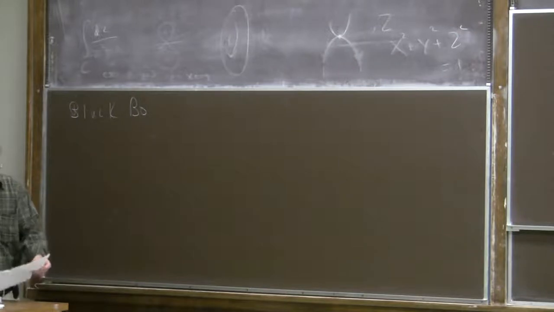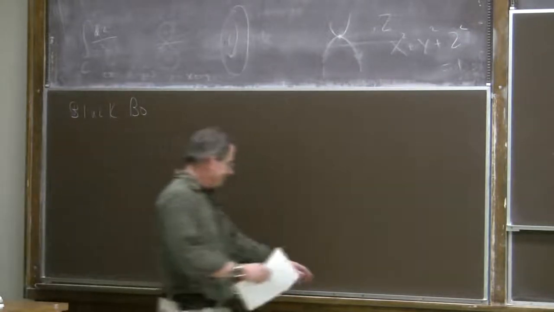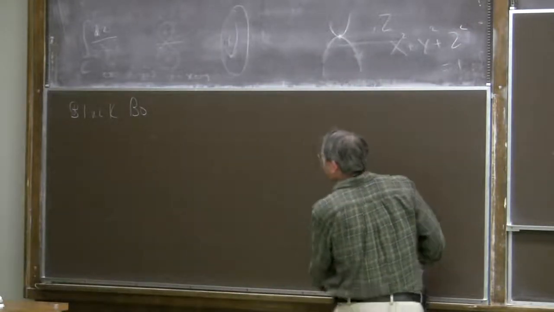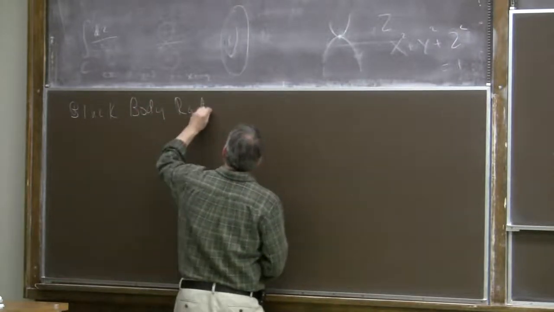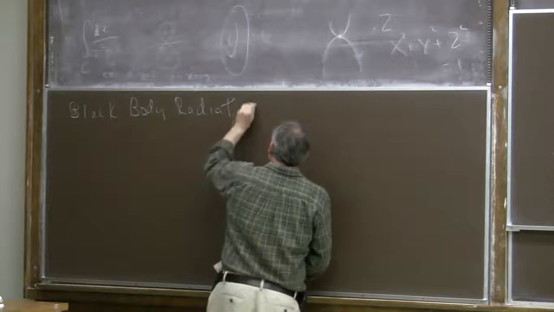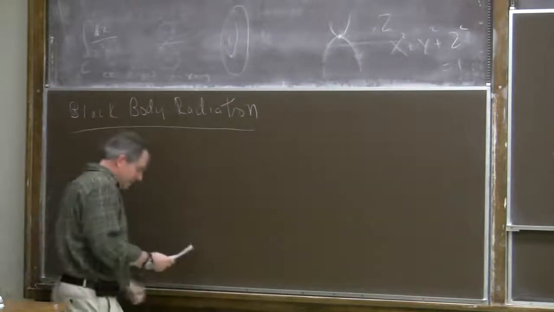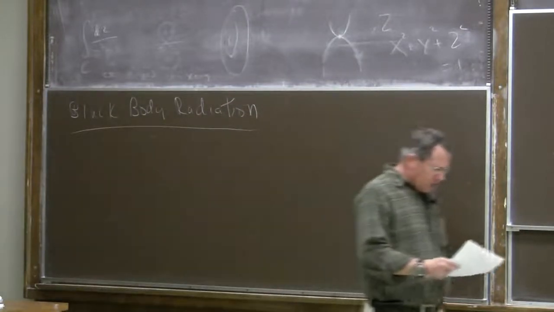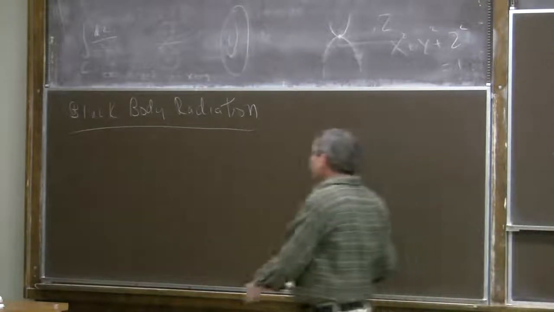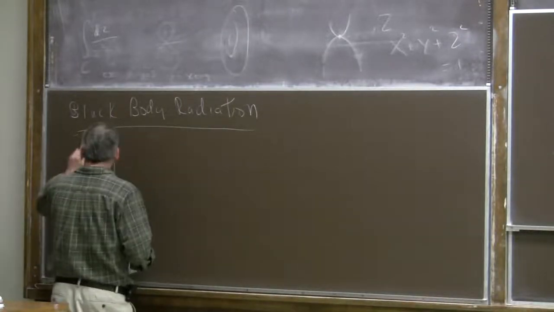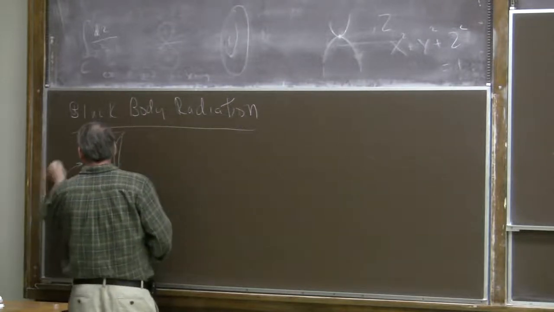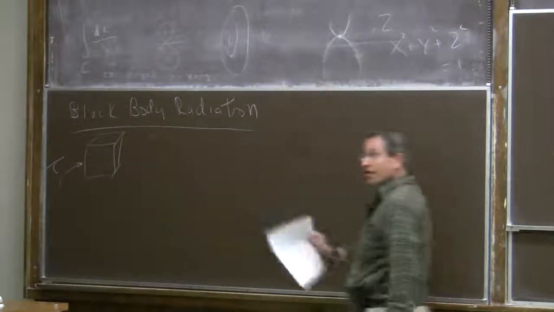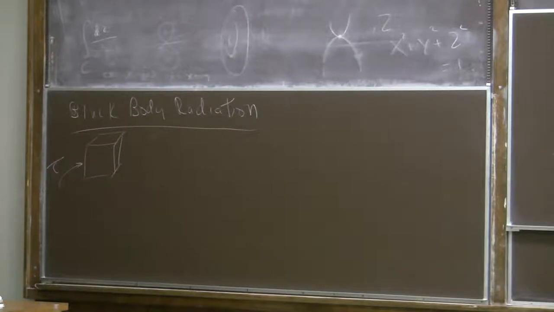Okay, we talked about blackbody radiation. There we go. So, if we consider radiation in a cavity, like a box, in contact with a reservoir at temperature tau, the radiation comes to equilibrium with the reservoir.